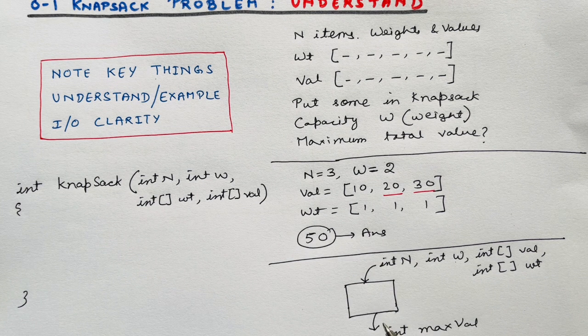So if we consider our solution as a black box, we are getting as input the number of items, their values, their weights and the capacity of the knapsack. And what do we have to return? We have to return the maximum value that we can form. So what will our function signature look like? Our function signature will look something like this.